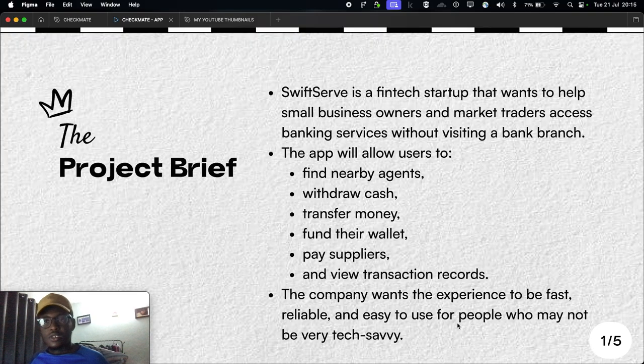This is simple. This is the project brief we have been given by a client, by someone who wants us to do work for them, right?